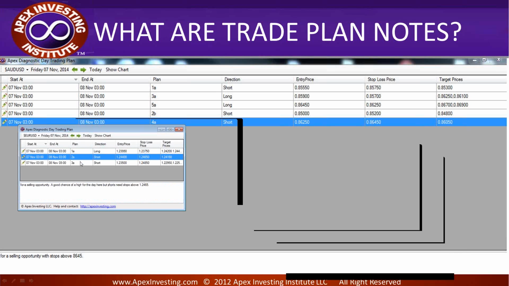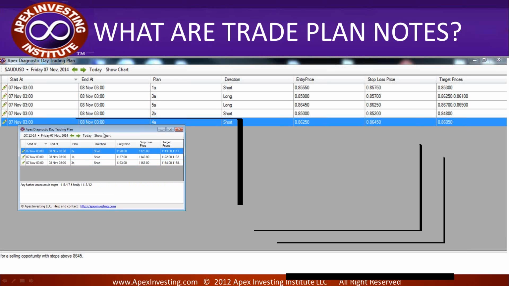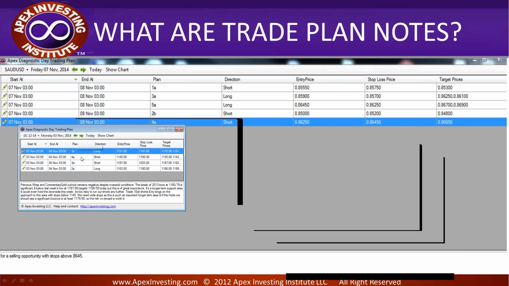So, like on euro dollar, it's chosen right there. We can go over to pound dollar, dollar yen, euro dollar, Aussie dollar, gold, oil, whatever. And then you can go through and look at multiple days, including historical data. Okay, so you can go back. And we actually give you commentary on each trade. Why are we doing it? What are we looking at?